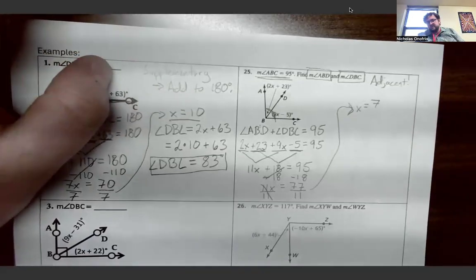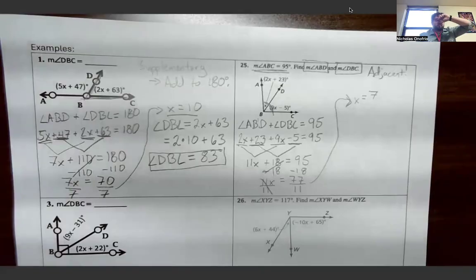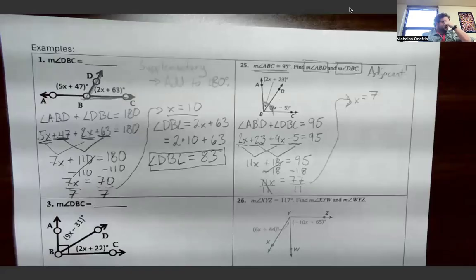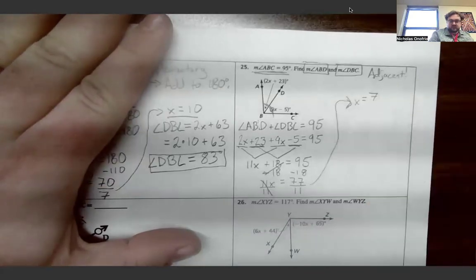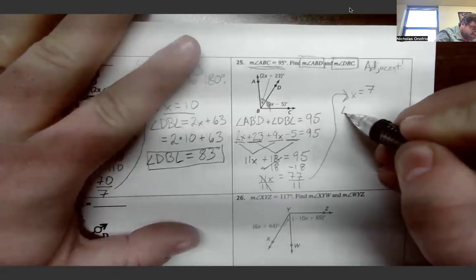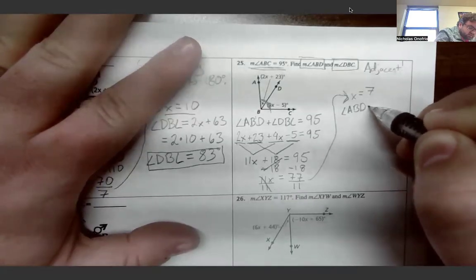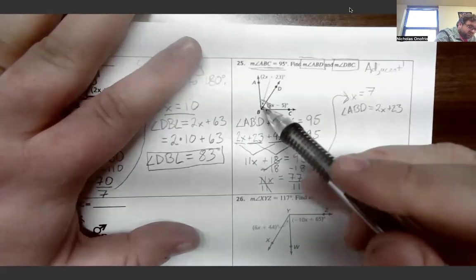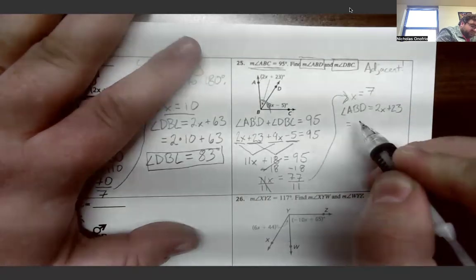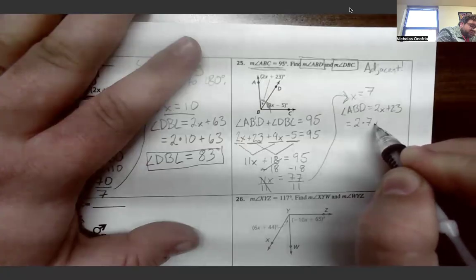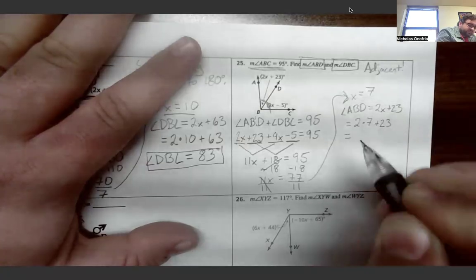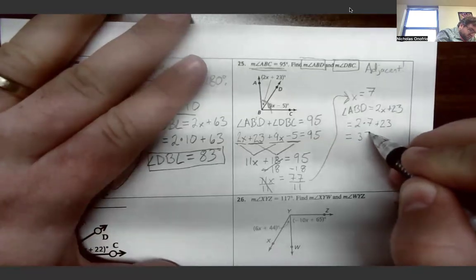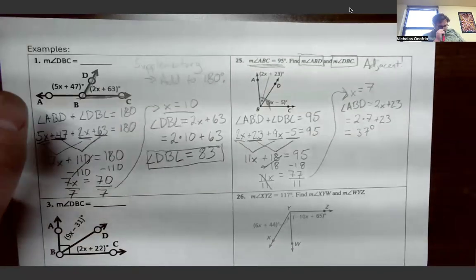All right. Now this one's even meaner than my last one because it asks for the measure of both angles. We can't just find one, we have to find both. Annoying. All right. So let's start with ABD. ABD is 2x plus 23. Remember, we can find that just by tracing it. We can rewrite this as 2 times 7 plus 23. 2 times 7 is 14 plus 23 is 37 degrees.